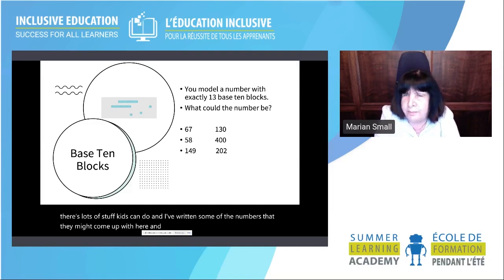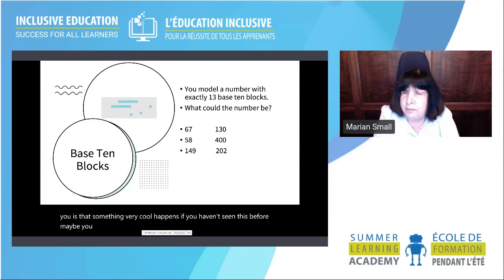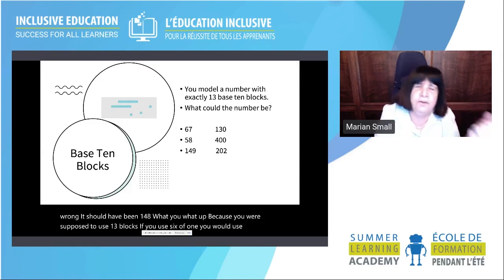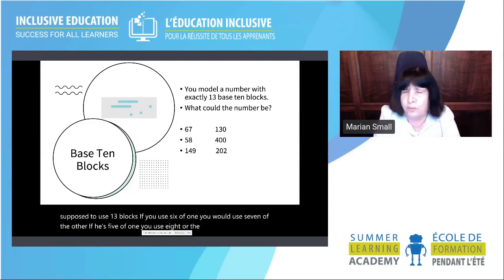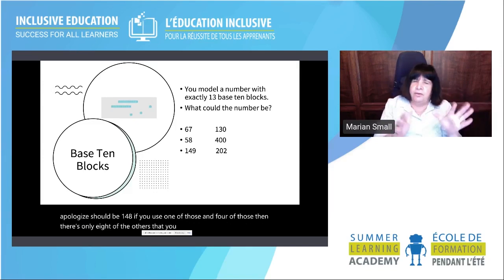And the reason I wrote them this way for you is that something very cool happens. If you haven't seen this before, maybe you have, what you'll notice about the numbers in the left-hand column is that if you add the digits, you get 13. And that makes sense because I said, except for the last one, which I did wrong, it should have been 148. Because you were supposed to use 13 blocks, if you use like 6 of one, you would use 7 of the other. If you use 5 of one, you use 8 of the other. The bottom 149, I apologize, should be 148. If you use 1 of those and 4 of those, then there's only 8 of the others that you can use. So those are interesting.